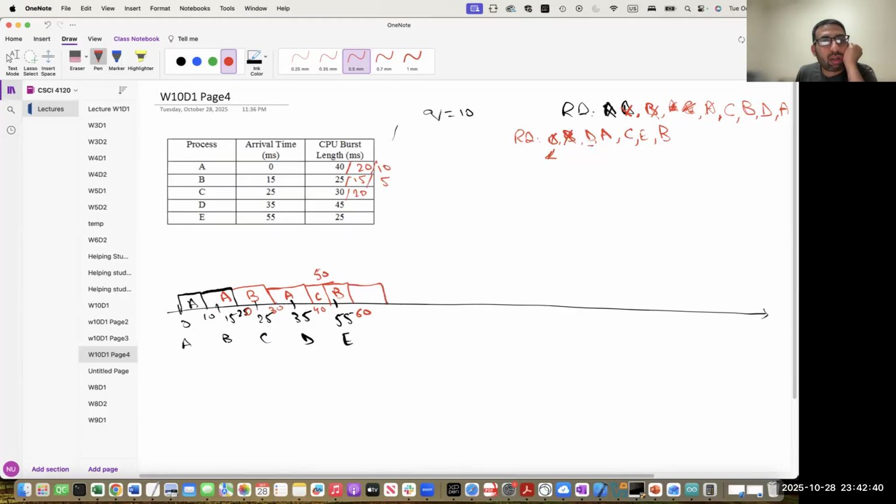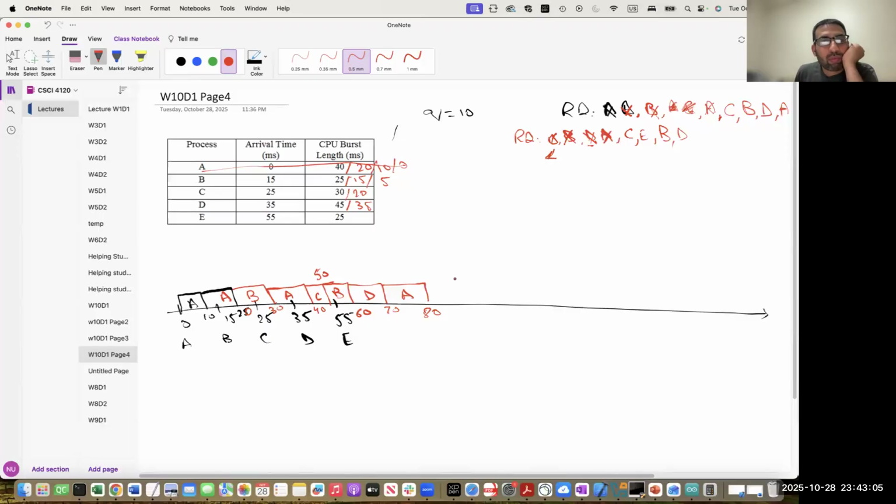it to run for 10 time units, right? So 70, and here we are left with 35, right? So now we move D to the end, and then we pick the one which is at the head, which is A. So A runs for 10 time units, 80, and here A has 0. Now we are done with A.